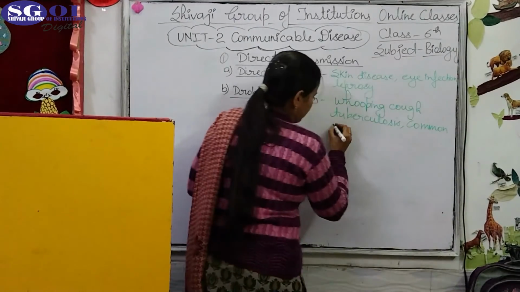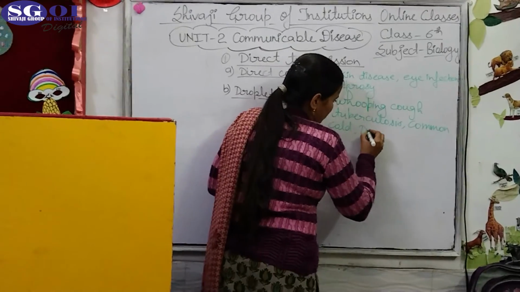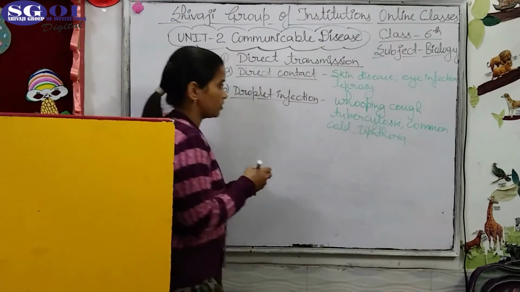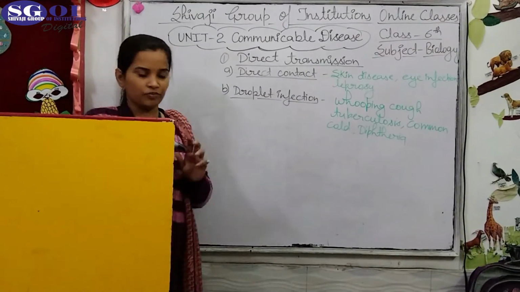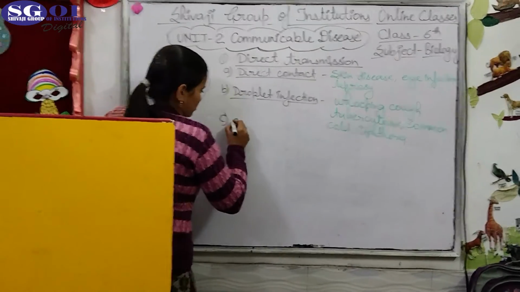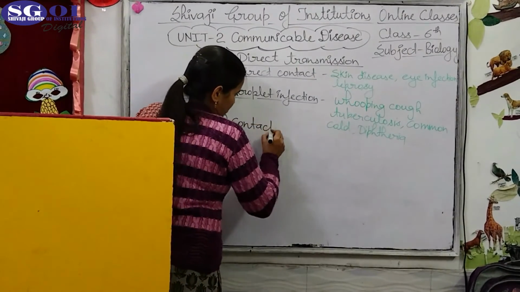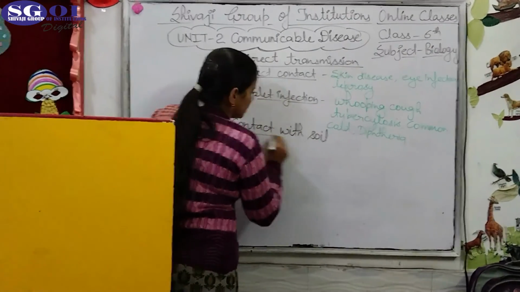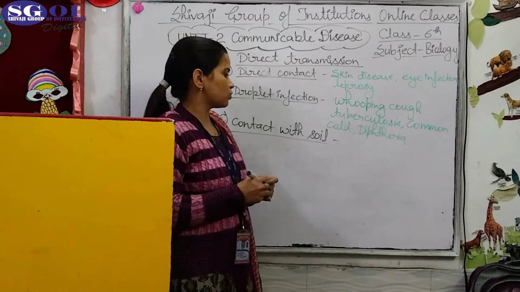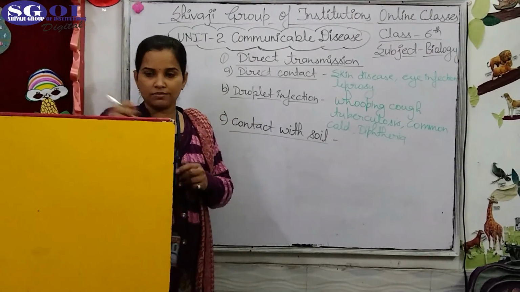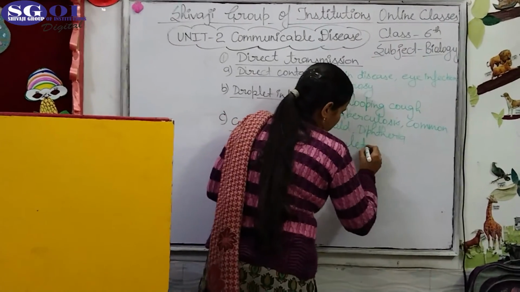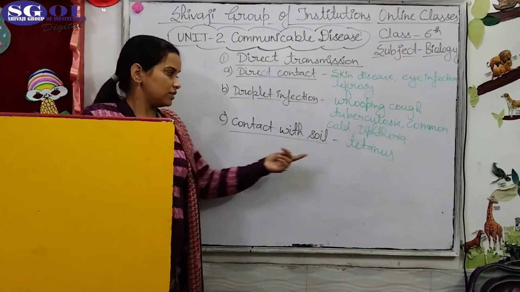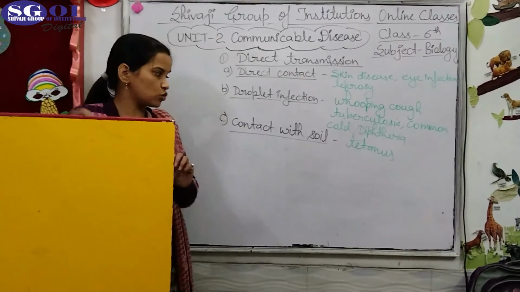Common cold and diphtheria. And the next is the contact with soil. So the diseases which are caused by the contact with the soil are tetanus, etc. So these are the diseases which are caused by the direct contact with the soil.